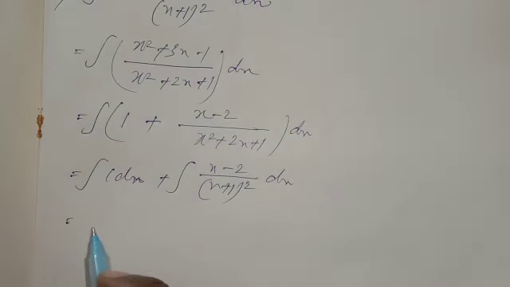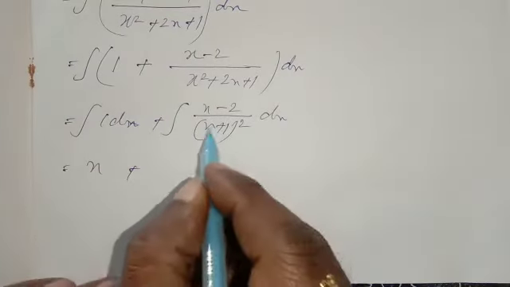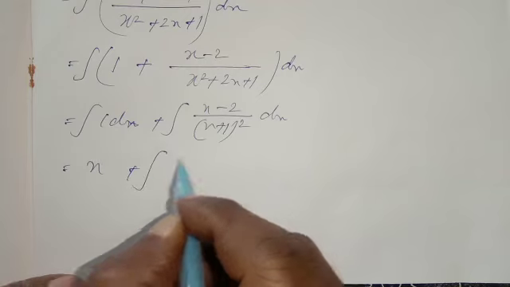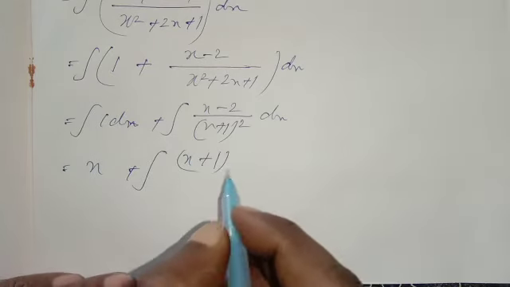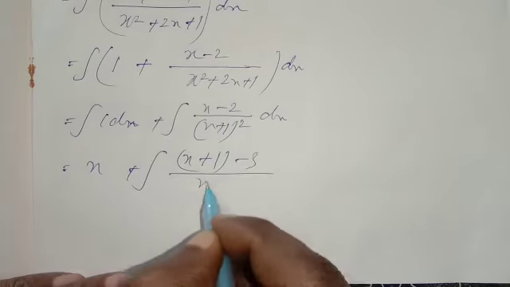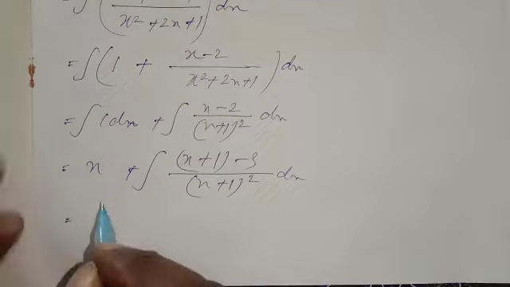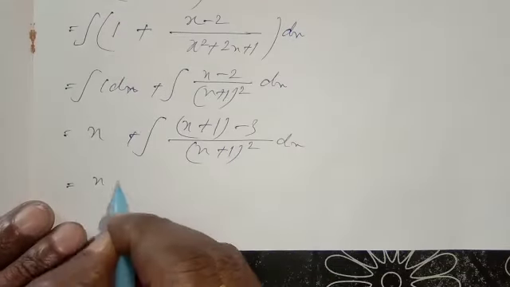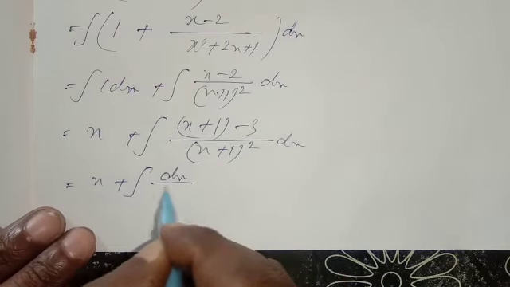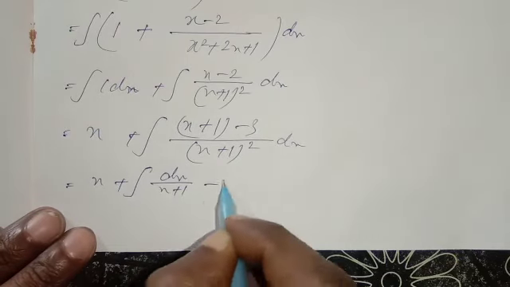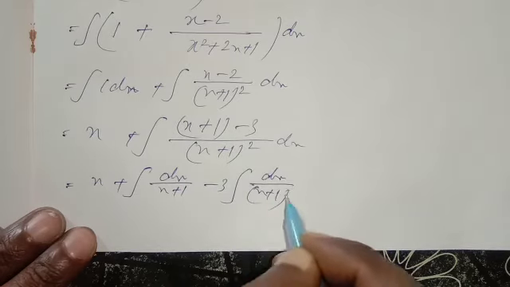So the integration of 1 dx is how much? x. And you apply a slight bit of common sense here. This will be x plus 1 and minus 3 by (x plus 1) whole square dx. Then this will be nothing but dx by x plus 1, and this is minus 3 dx by (x plus 1) whole square.